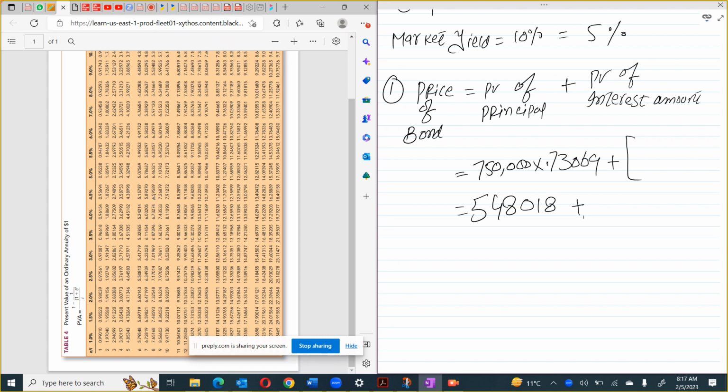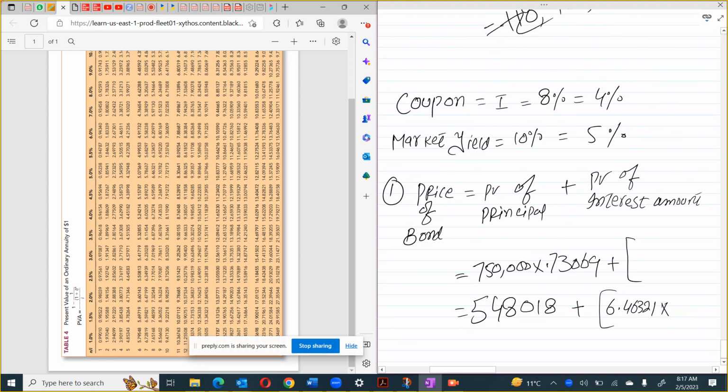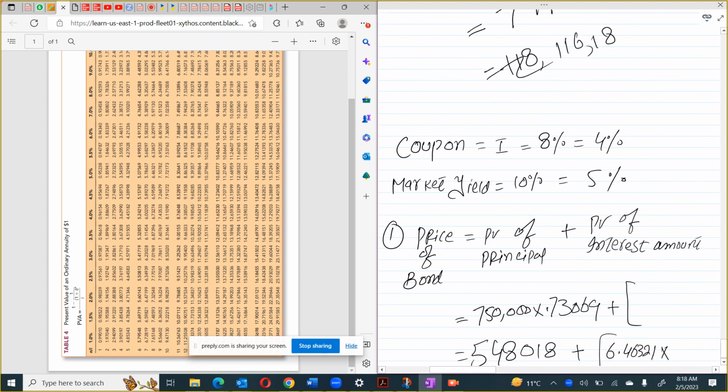This, this, and this. So it is 6.46321. So what I will do, I will multiply the interest with 6.46321. Now we have to calculate the interest. How will you calculate the interest amount? The cash interest. How will you calculate? Tell me.